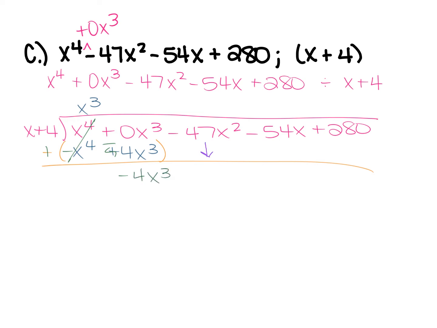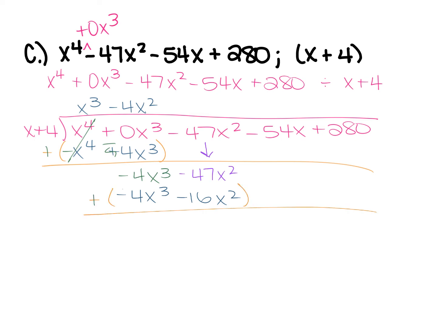We drop down that next term, which is negative 47x squared. From here, x times what is negative 4x cubed? That's negative 4x squared. The negative 4x squared times x is negative 4x cubed. Negative 4x squared times positive 4 is negative 16x squared. We subtract these, or distribute the negative, add the opposites. Your 4x cubes cancel. You have negative 47x squared plus 16x squared.